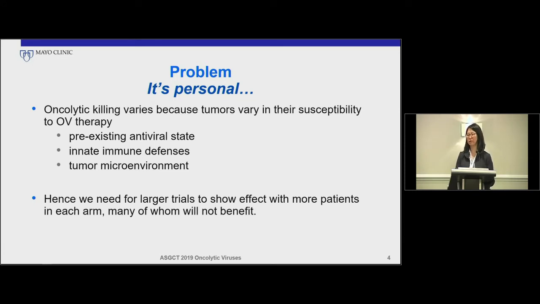It's personal because oncolytic therapy varies, and tumors vary in their susceptibility to viral therapy, or else you'd see tumors melt away in the patients that we treat. So there could be a pre-existing antiviral state. It could be robust innate immune defenses that come in to stop the viral infection and spread, or the tumor microenvironment being very hot will prevent the infection and subsequent spread, or prevent the infiltration of T cells. So what we end up having to do is bigger trials in order to show this specific enhancement. We would need to treat more patients, and many of whom will not benefit.